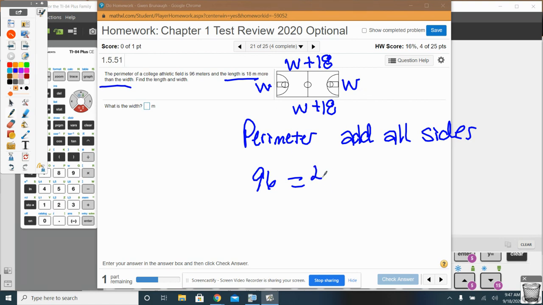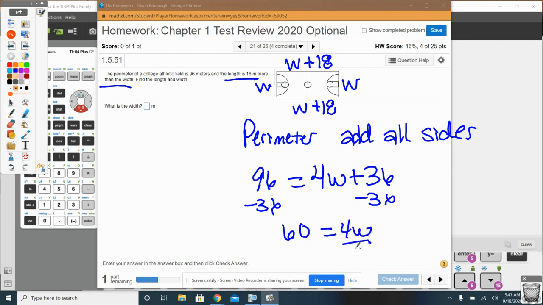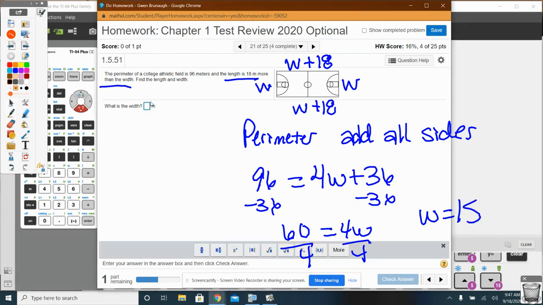I actually have 4w here. I have 18 plus 18, which is 36. So I'll subtract 36 from both sides. 60 is 4w. Divide by 4, and w equals 15. That is for the width, and that is 15 meters.